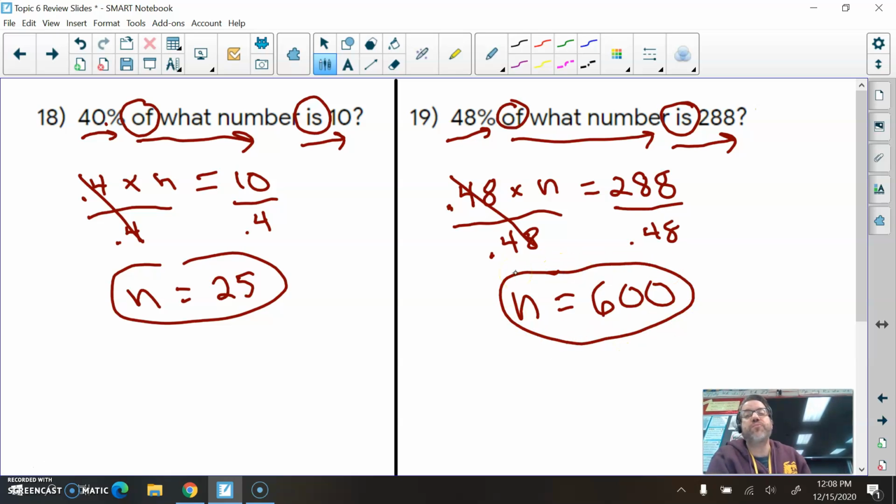Does that answer seem reasonable? Is about half of 600 equal to this? Well, this is close to 300. Is half of 600 equal to 300? Mm-hmm. So that seems like a reasonable answer. 48% of 600 is 288. All right, one more problem, number 20.